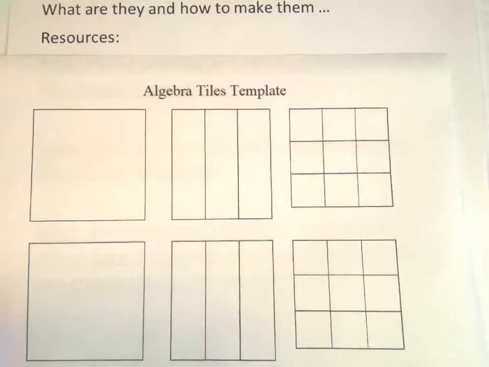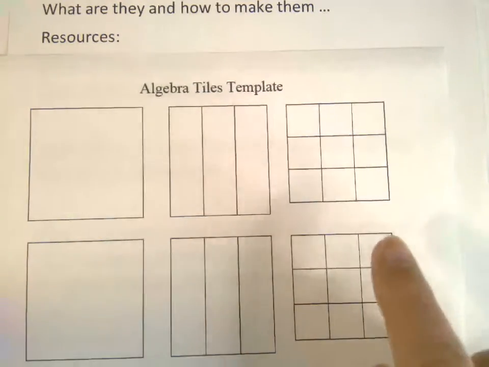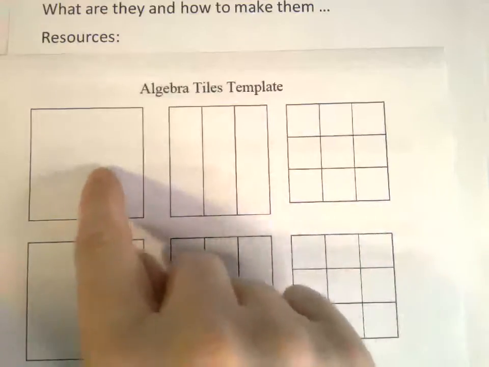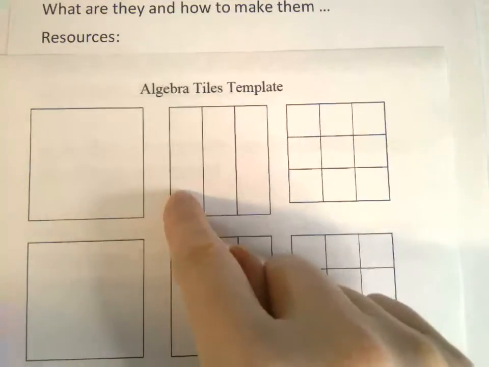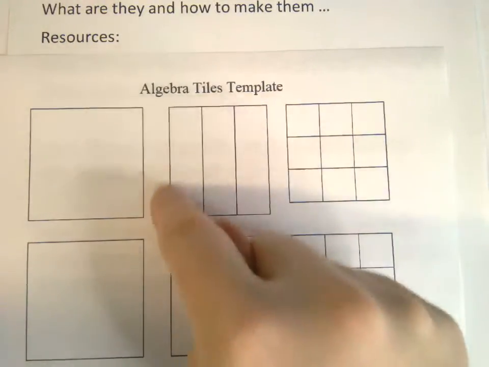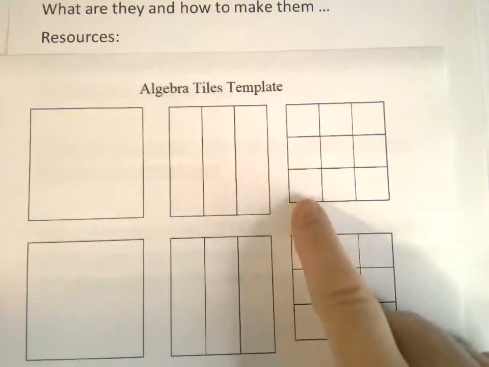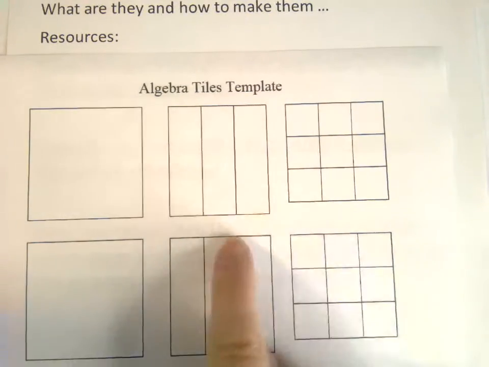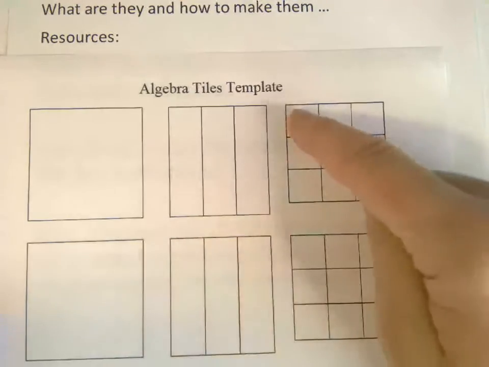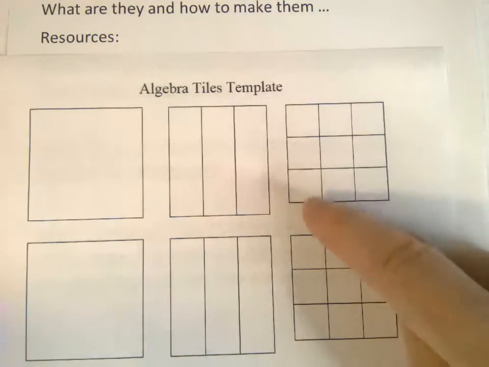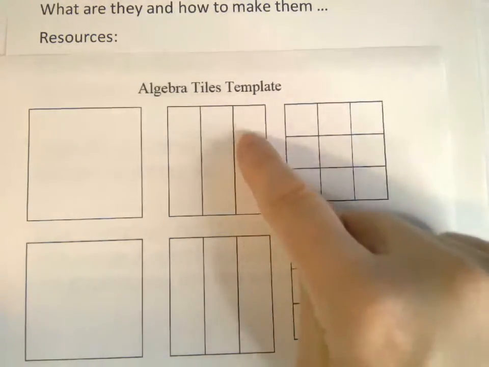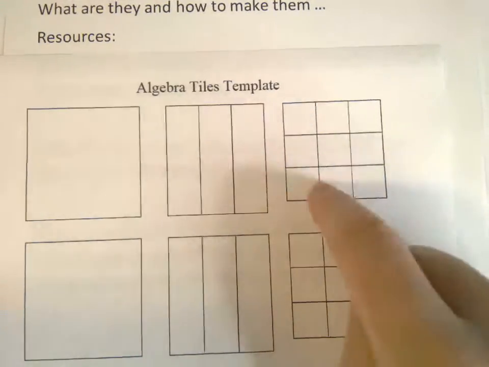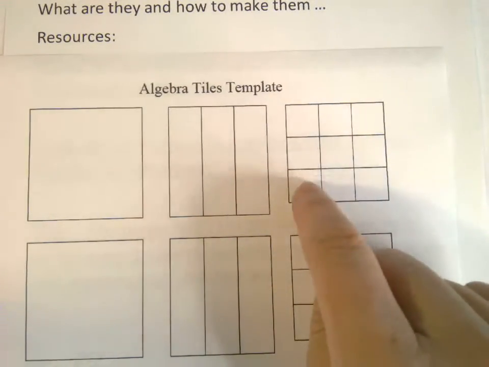It's important to notice here that the big square and these medium-sized rectangles are the same height, and the ones are the same width as these long ones, but 3.5 of the ones make one of these rectangles. That's important that they not be nicely equal.